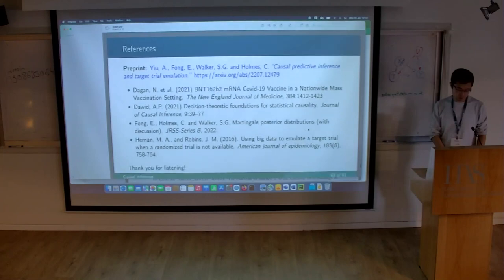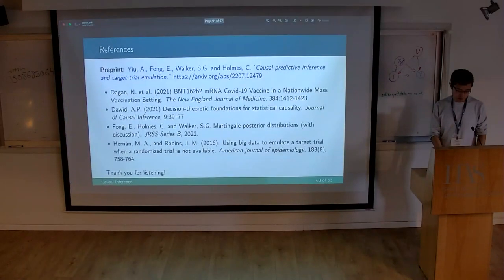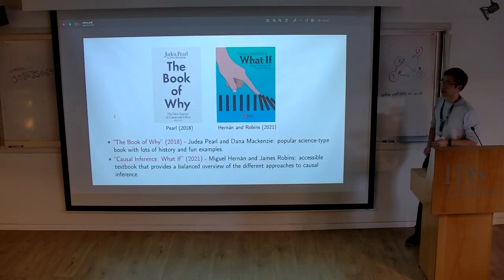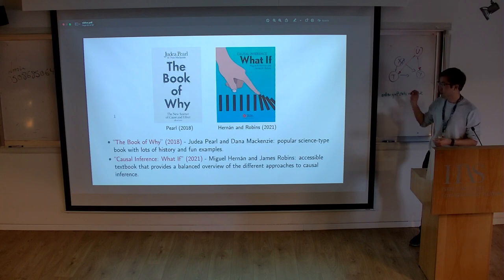So here are some references. If you wanted to learn more about causal inference, I can think of two quite readable references to have a look at. One is by Judea Pearl, a popular science type book called The Book of Why. He covers the foundation stuff that I talked about, and a lot of fun historical examples that are very interesting.